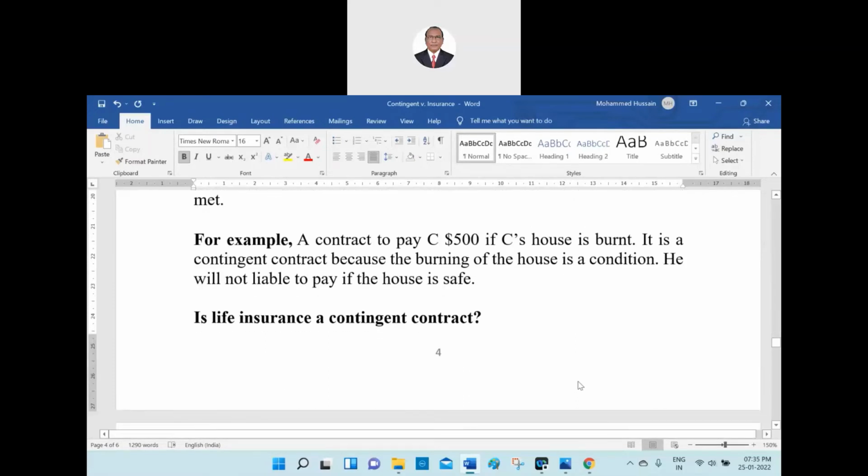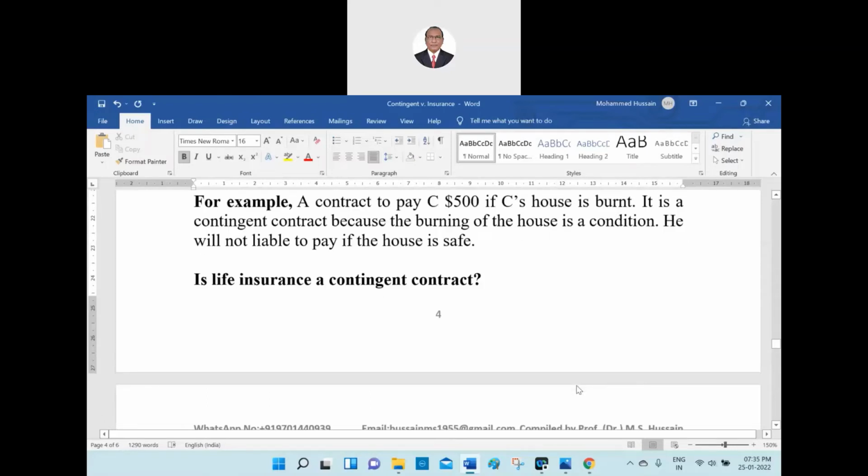Example, a contract to pay C, say $500, if C's house is burnt. It is a contingent contract because the burning of the house is a condition. If the house is burnt, then he is going to get it. Suppose the house is not burnt, he is not going to get it. He will not be able to pay if the house is safe. If the accident occurs, then he will get the compensation. If the accident did not occur, he will not get any compensation, not even the premium returned to him.